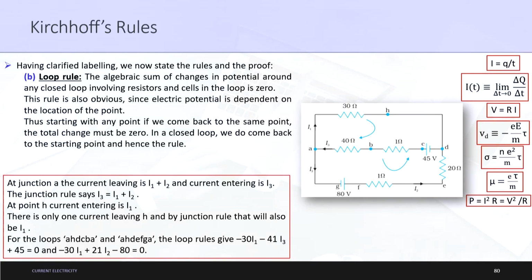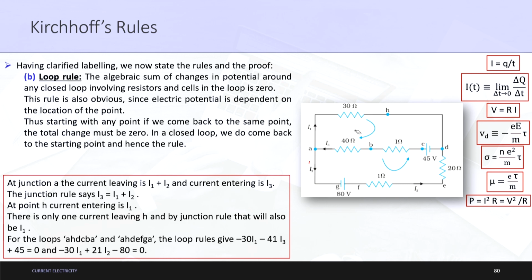Now let us move on to this concept here. At the junction A, let us suppose I am going through the junction A. The current leaving is I1 plus I2. As you can see, the current is leaving here I1 and the current is leaving here I2, and the current entering is I3. The junction rule says I3 is equal to I1 plus I2. Quite evident. So it was the first rule.